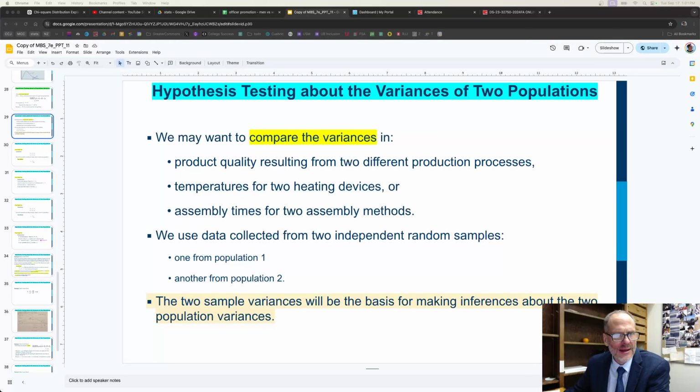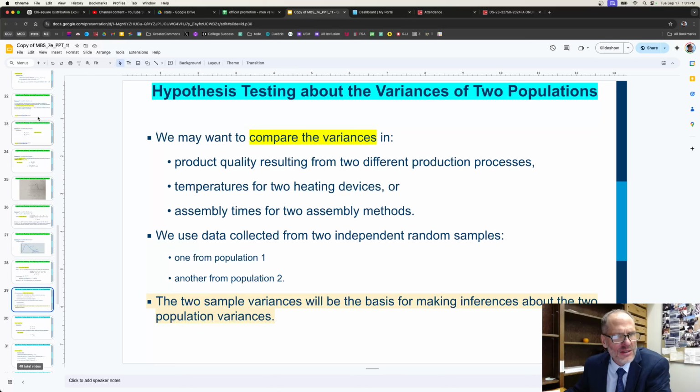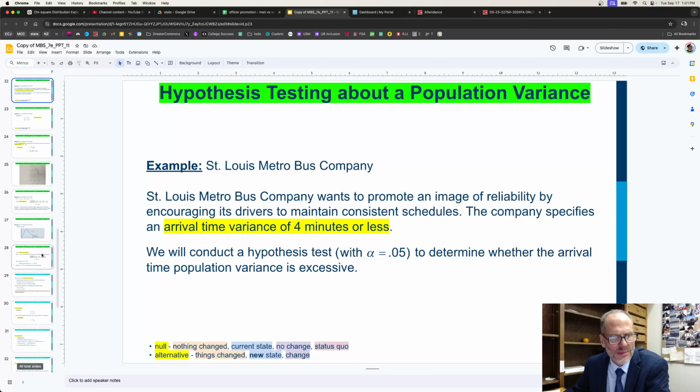All right, welcome back. We have another tool to learn about. Remember, a lot of statistics is just learning different tools for different situations. In the previous video, we saw one tool which can allow us to do problems like this. So we could figure out, hey, is there a variance of 4 minutes or less in arrival time? And so that's hypothesis testing about a population variance, a single population variance.